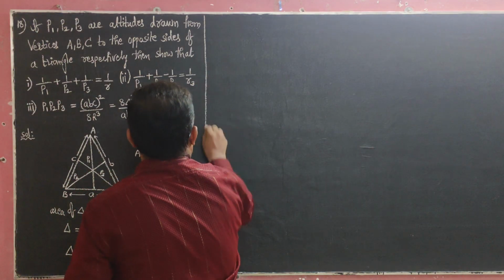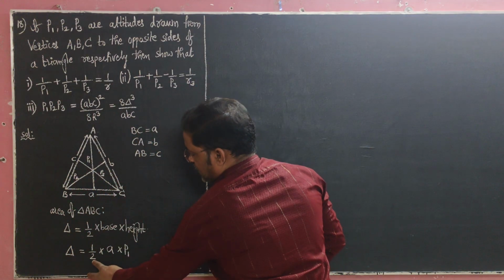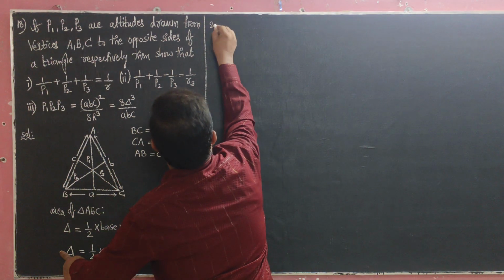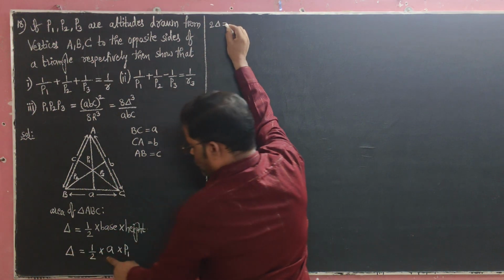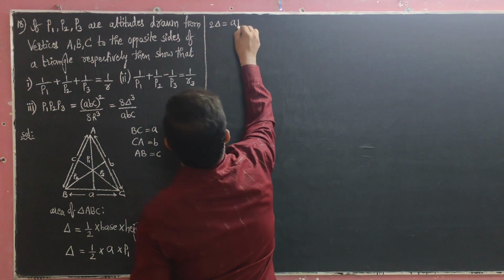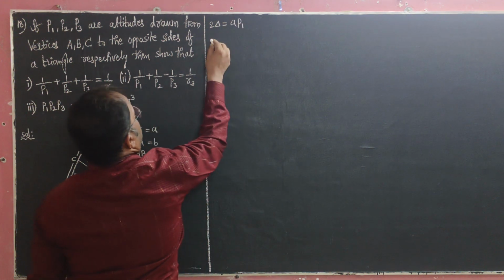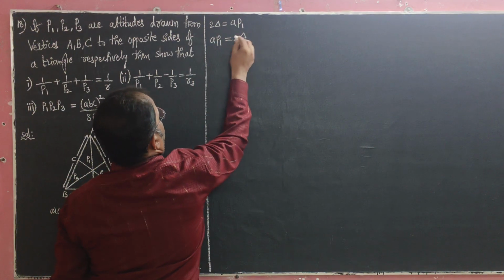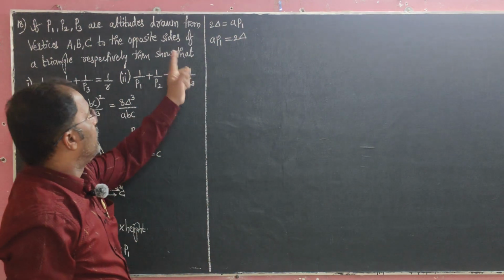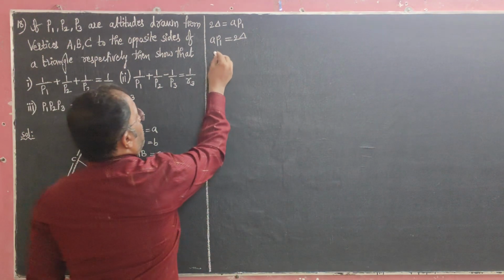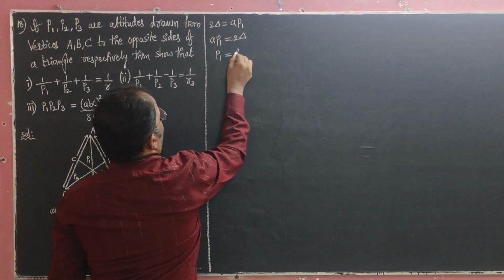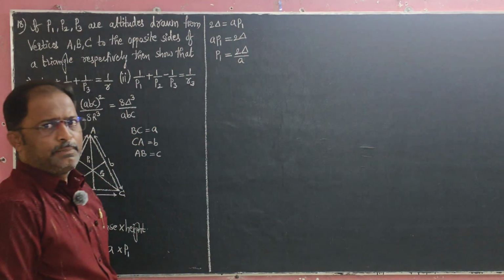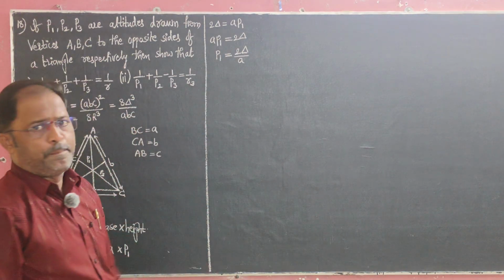The 2 in the denominator will become numerator: 2 into delta equals a into P1. Clear? Write it in reverse: a P1 equals 2 delta, because we need the P1 value. So P1 equals 2 delta by a; the multiplied a becomes divide. Now we have the P1 value.